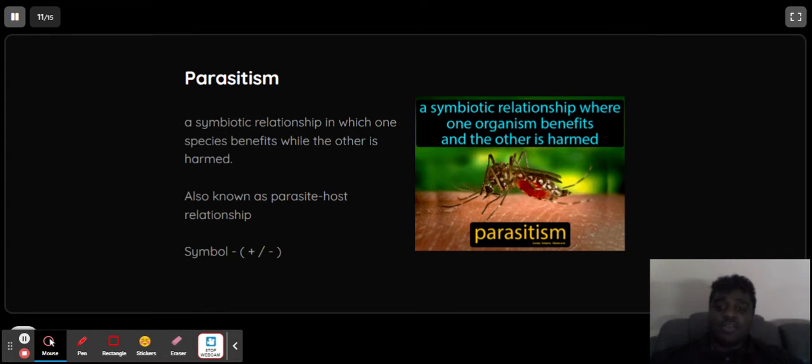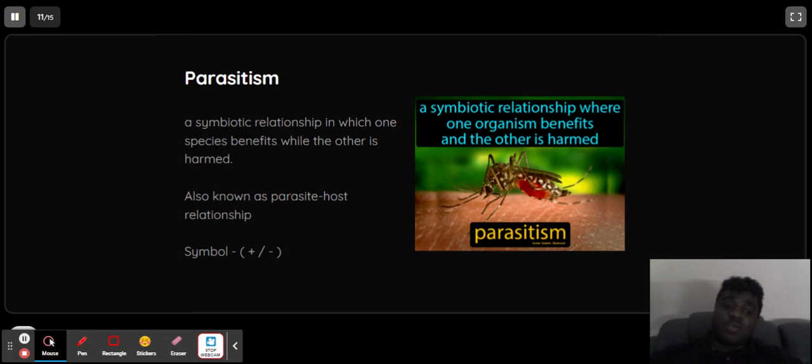And the third and final would be parasitism. This is where you have a symbiotic relationship in which one organism is going to benefit and the other organism is going to be harmed, but generally not killed. Just harm, not killed. Sometimes it could result in death over time. However, this is generally not going to be an immediate death or intentional.